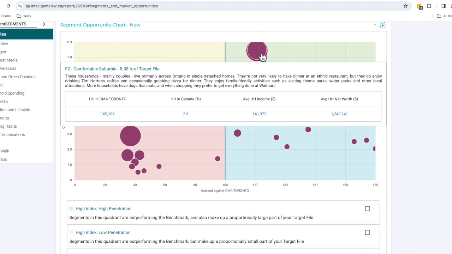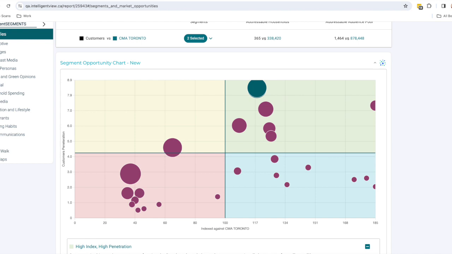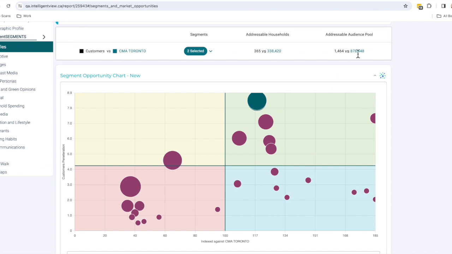I can select these two segments from here, and what this means is that the grocery chain and their current marketing efforts are working really well for customers in these segments, and they can market their existing promotions to postal codes containing these segments in the CMA Toronto market.